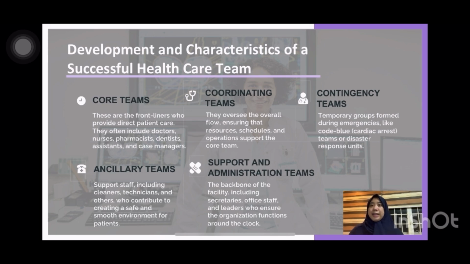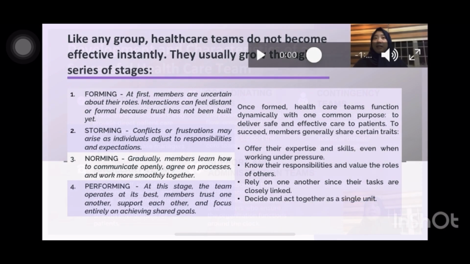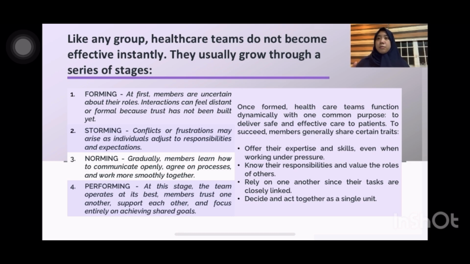2. Coordinating teams. They handle the overall flow, making sure resources, schedule, and operations support the core team. 3. Contingency teams. Temporary groups formed during emergencies like code blue or cardiac arrest teams or disaster response units. 4. Ancillary teams. Support workers such as cleaners, technicians, or other staff who help create a safe and smooth environment for patients. Like any group, healthcare teams do not become effective instantly.